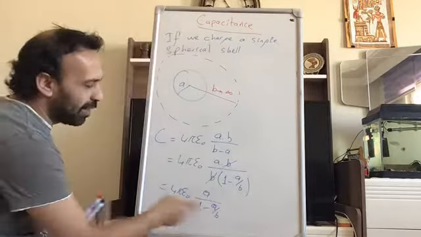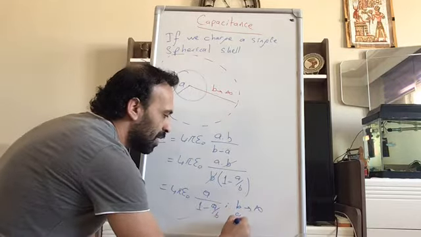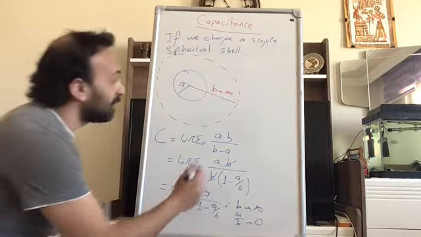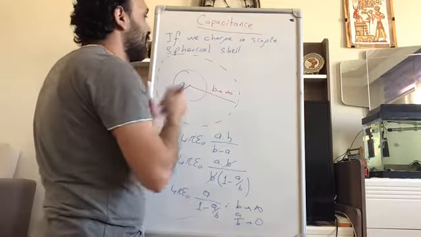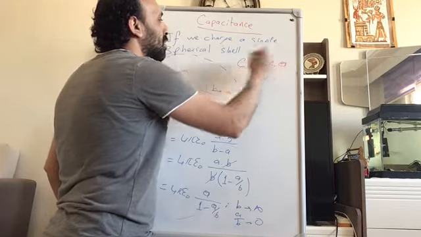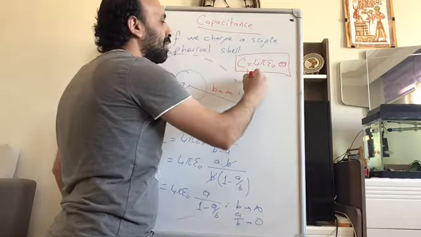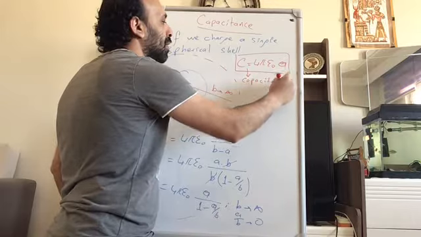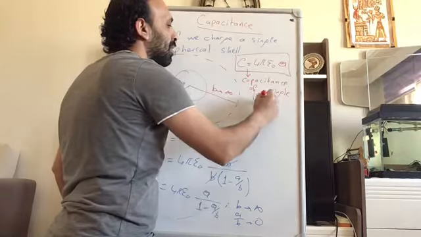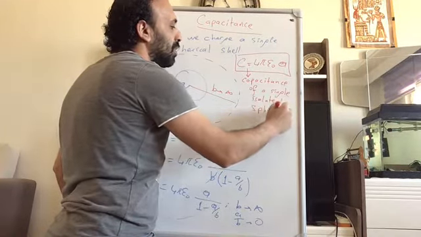What happens if B goes to infinity? It means A over B goes to 0. And when A over B goes to 0, the capacitance will be equal to 4 pi epsilon 0 times A, which gives you the capacitance of a single isolated spherical shell, of course.